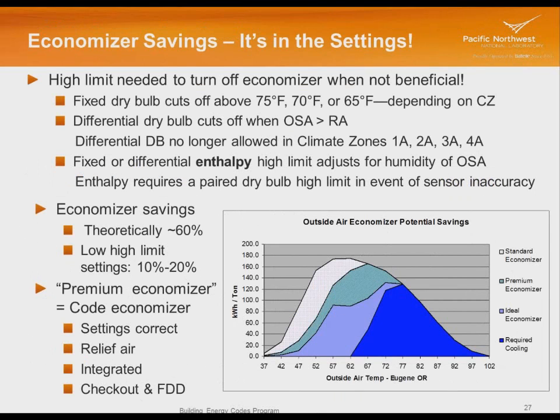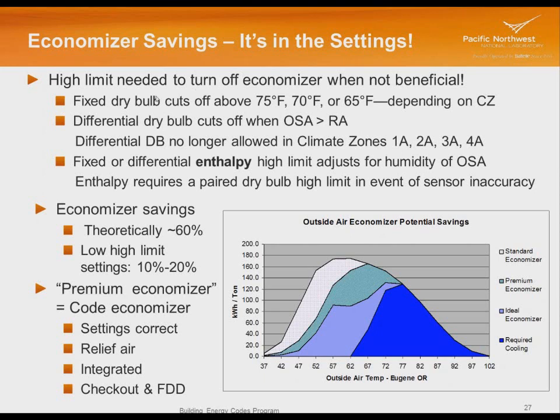So really the savings occurs in the settings. And this is an area where, unfortunately, contractors do not always understand the proper settings. So there needs to be a high limit on an economizer. In other words, the economizer only makes sense when the air outside is colder than it is inside, right?